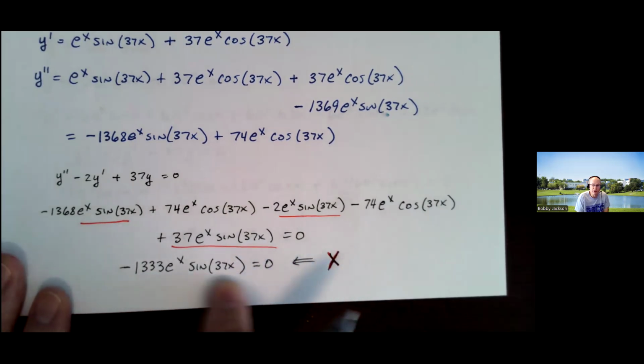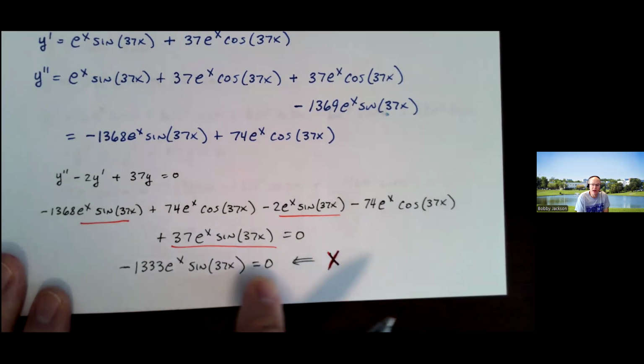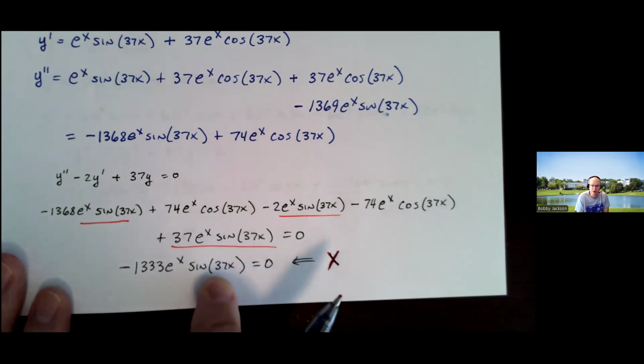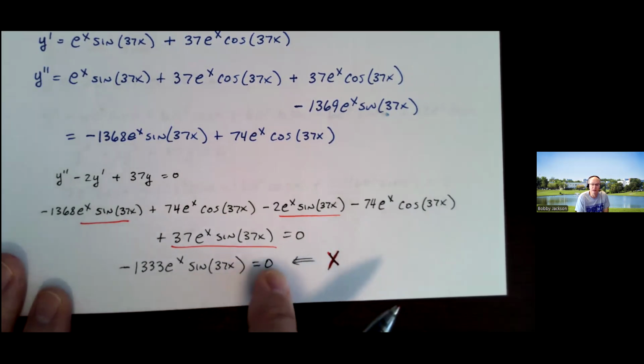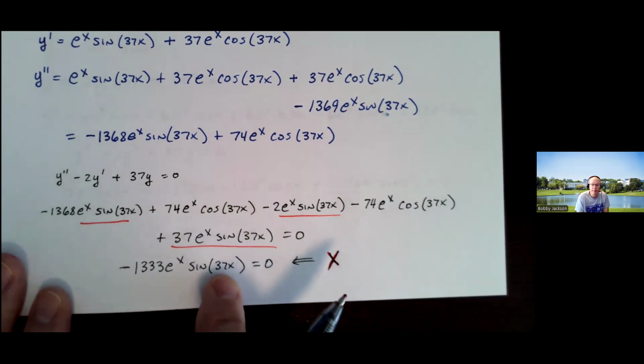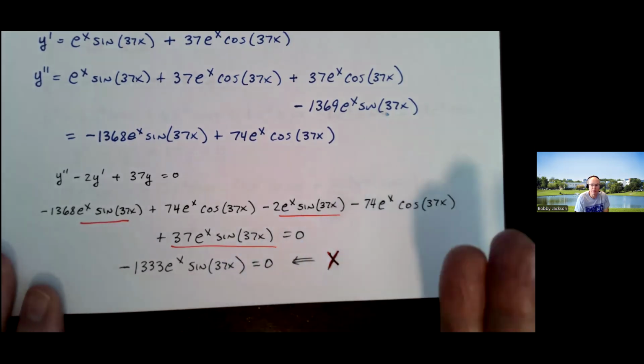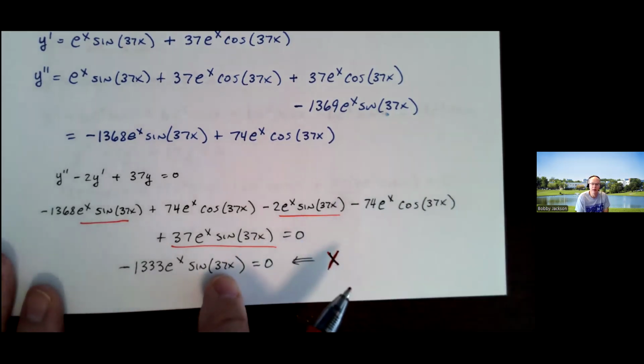Now, there's probably a value of x that will satisfy this equation. In fact, there's probably infinitely many, because I know sine of 37x will be equal to 0 infinitely many times. Basically, when 37x is 0 or any multiple of pi. So when x is 1/37th any multiple of pi.